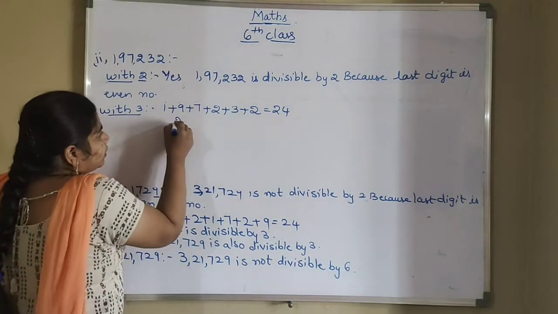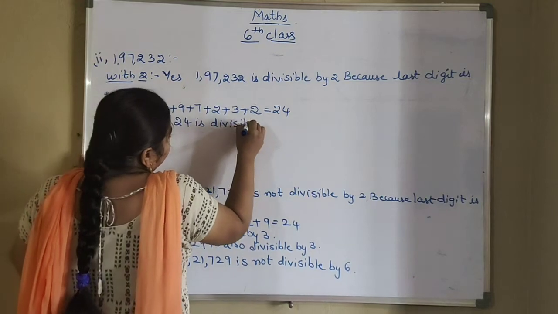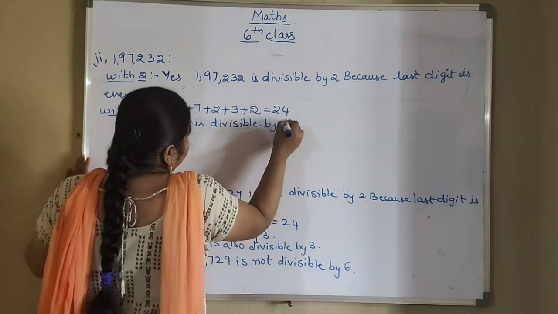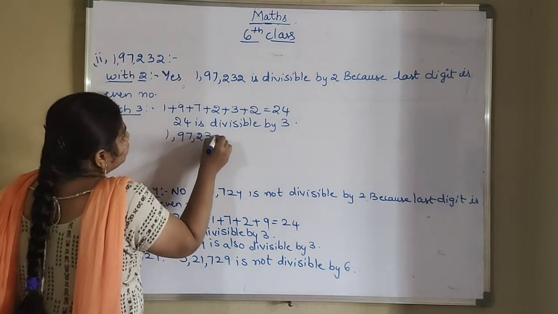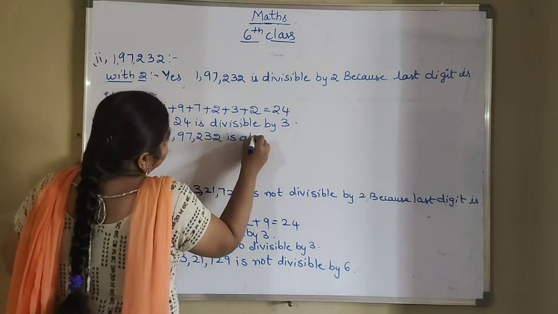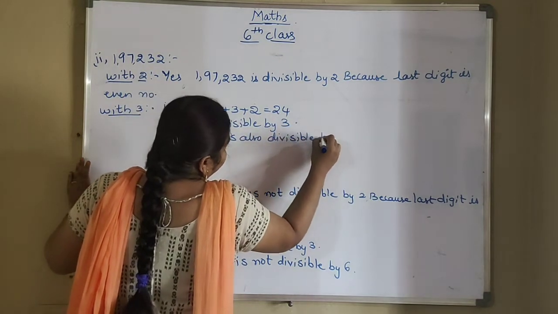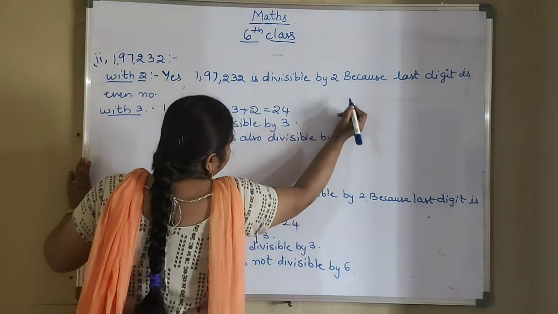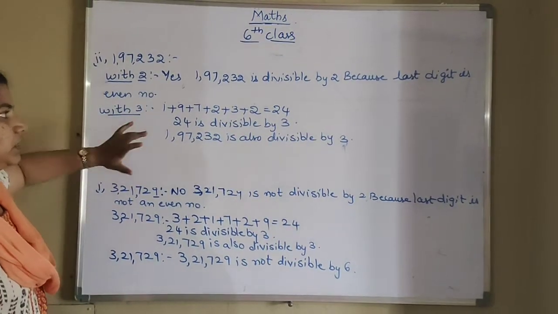So you can write, 24 is divisible by 3. So therefore 1,97,232 is also divisible by 3. Now 2 is also satisfied, 3 is also satisfied.